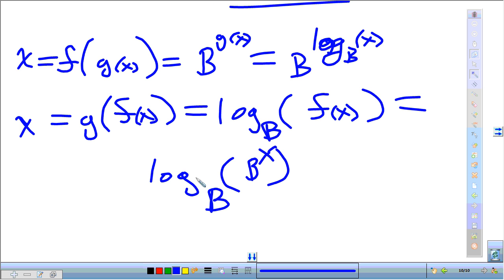This one is a more straightforward observation. We might not look at it as inverses, but this is asking, what is the exponent of b? Oh, it's x. So the logarithm was constructed really to be the inverse of the exponentials. And so you can take advantage of this. B to the log base b of x is just x. Log base b of b to the x is just x.